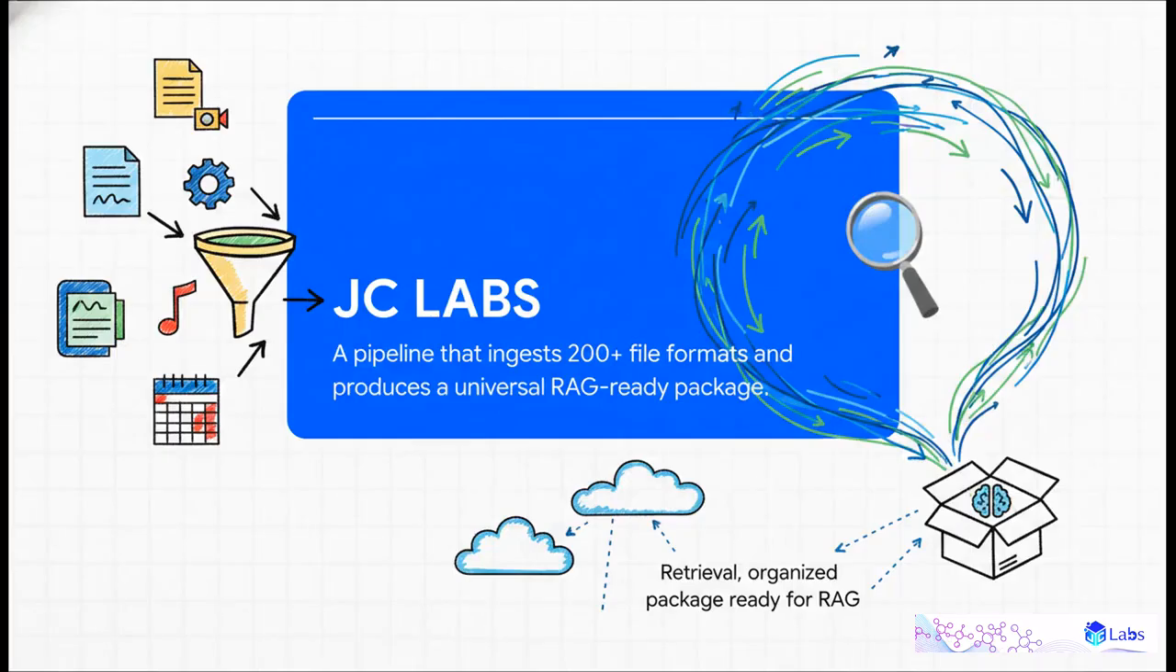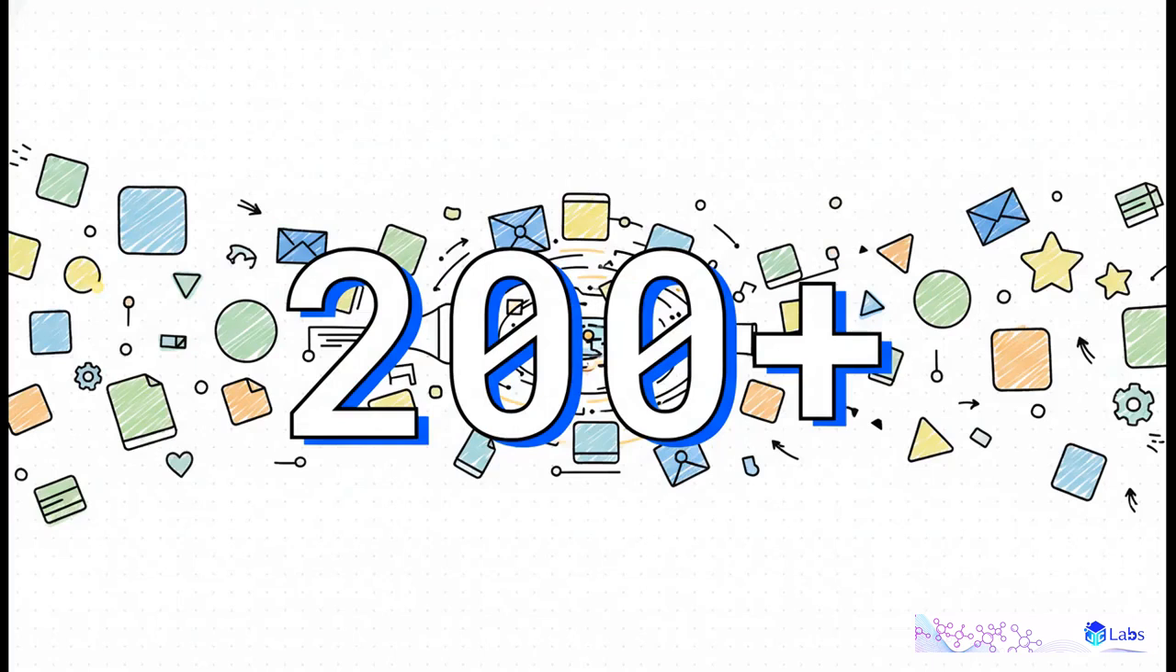So what is it exactly? Well, think of it like a universal translator for all your data. It takes in just about any file type you can throw at it and spits out a perfectly clean, organized package. And this package is ready for what we call RAG, or retrieval augmented generation. All that really means is it helps your AI look things up from a reliable source before it gives you an answer. And believe me, when they say universal, they are not kidding. We are talking about over 200 different file formats. Just let that number sink in for a second. That is some serious firepower.